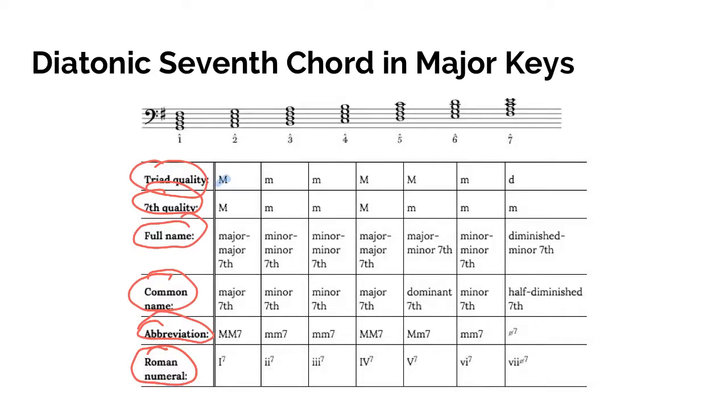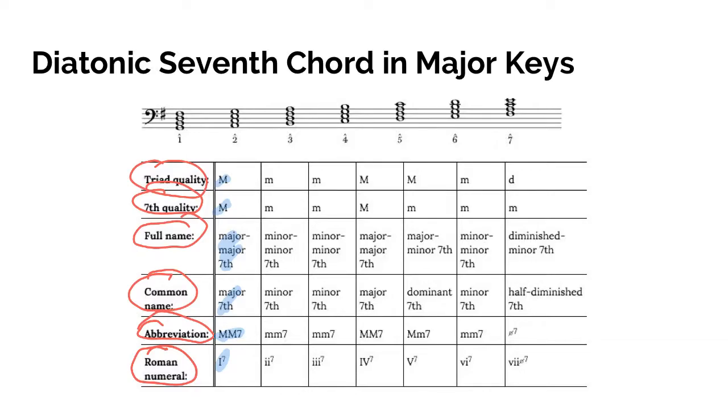Okay, so our 1 chord is a major chord. We know that. Its 7th is a major 7th. We call it the major 7th. And here's its abbreviation. And if you were to write it as a Roman numeral, it looks like that. And this applies to every chord. So the 2 chord is a minor 7th. Actually, let me go back.